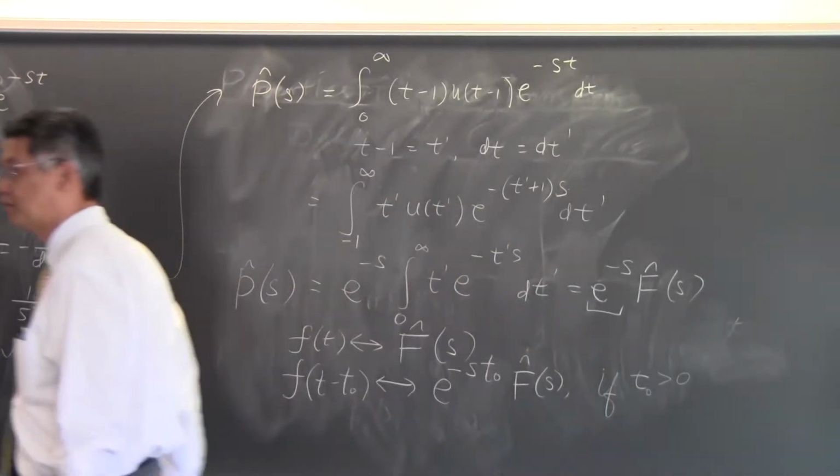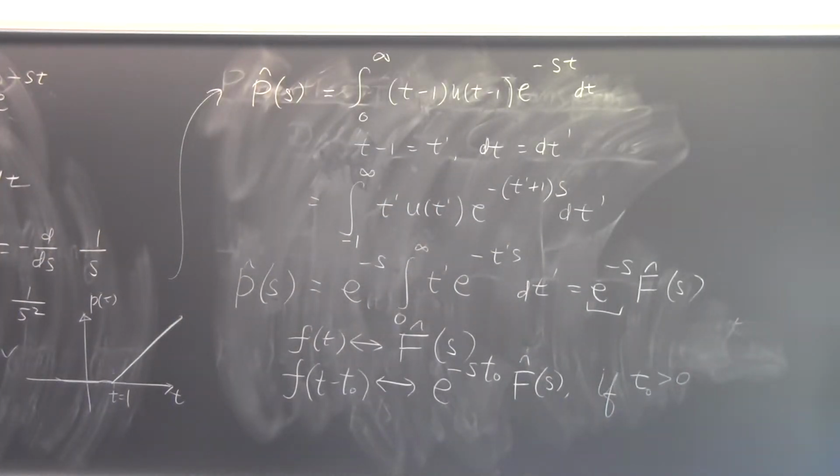Why do you think is the reason? Why does t0 have to be larger than 0? Yes? Otherwise, it has no effect. It'll get cut out because the integral goes from 0 to infinity. That's right. So if you have time advanced the function, that was the time delayed version.